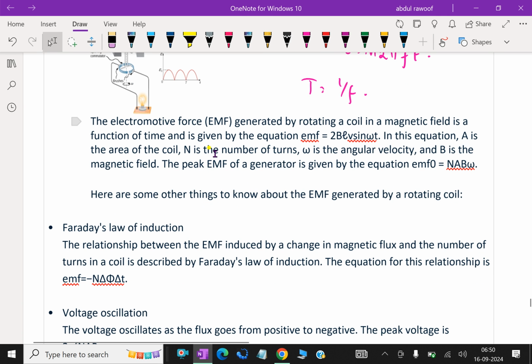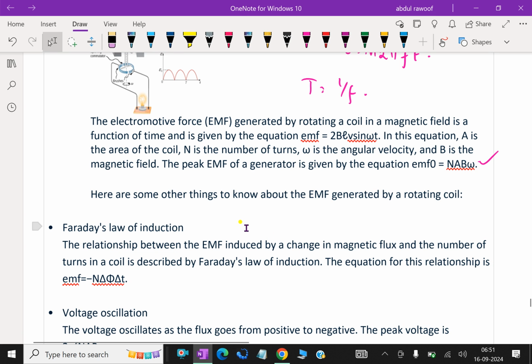Now, the electromotive force EMF generated by rotating a coil in a magnetic field is a function of time and is given by the equation EMF equals N A B omega sine omega t. In this equation, A is the area of the coil, N is the number of turns, omega is the angular velocity, and B is the magnetic field. The peak EMF of a generator is given by EMF equals N A B omega.